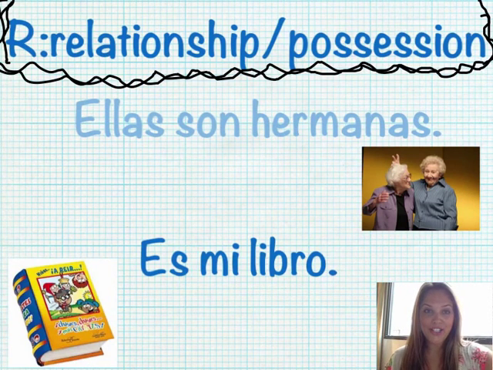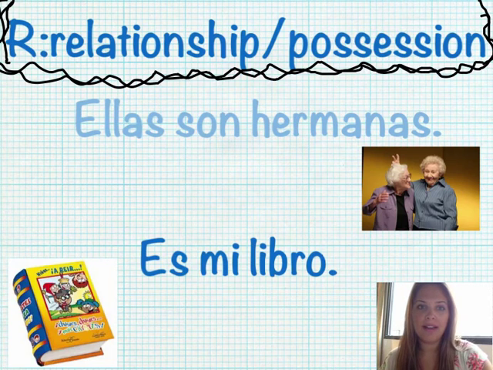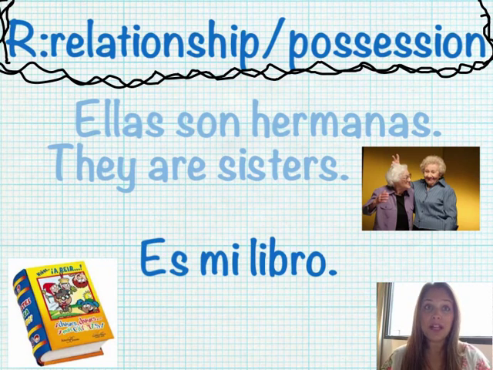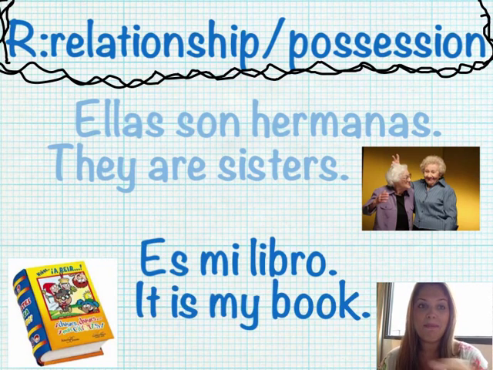The R in doctor stands for relationship and possession. So for the first example, ellas son hermanas. They are sisters. This also falls in the category of permanence, because they will always be sisters. They can't really change that even if they wanted to. An example of possession would be, es mi libro. So it is my book.